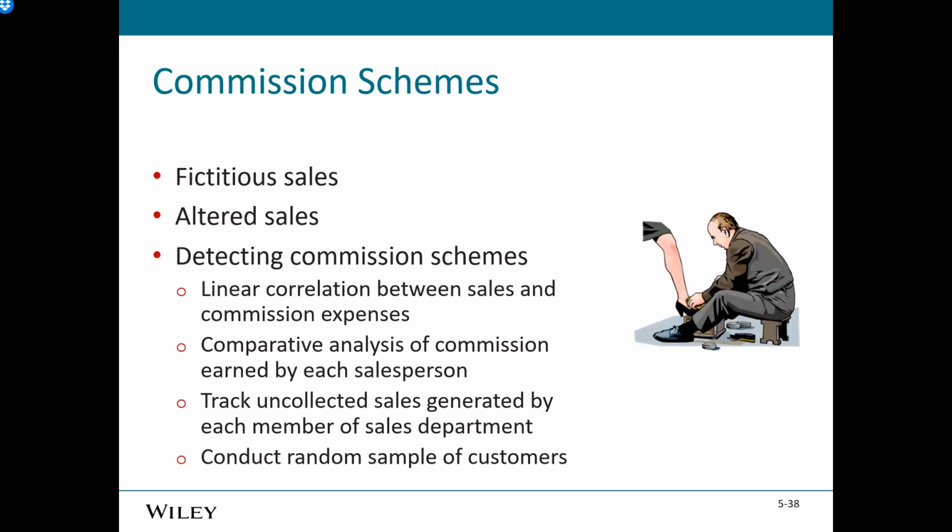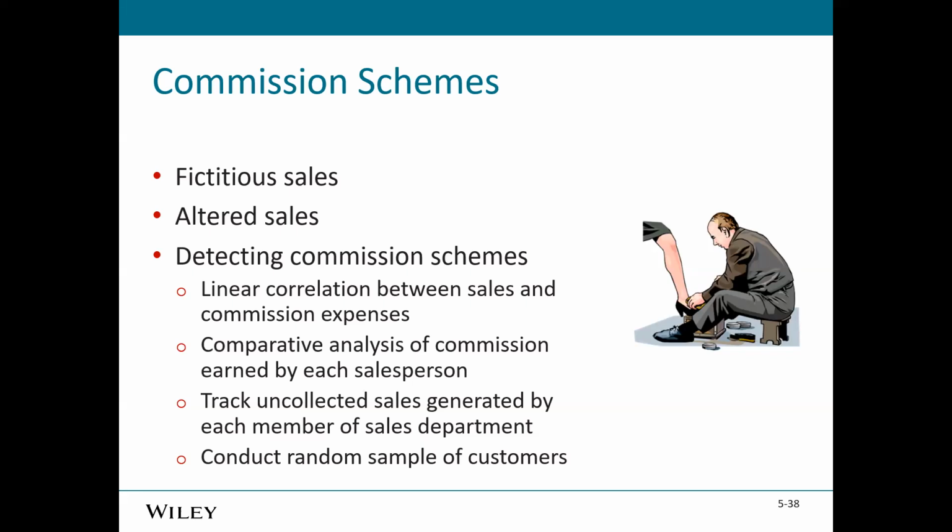The next one we have is commission schemes. So here we could have some fictitious sales. When we have commission as a form of compensation that's calculated as a percentage of the amount of sales that the salesperson makes, that's going to be an area where we could have fraud. So the person is going to state they made a certain amount of sales so that they then could get more commission.